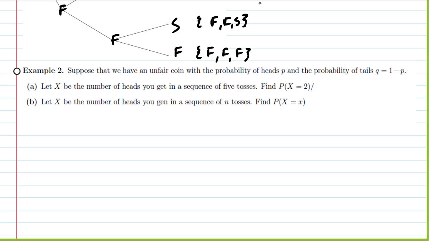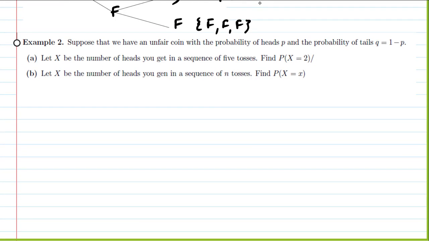Okay, so our experiment consists of flipping a coin 5 times, right? So 1, 2, 3, 4, 5. So how many outcomes are there in this probability space? Well, 2 times 2 times 2 times 2, 5 times. So 2 to the 5th is 32, right?